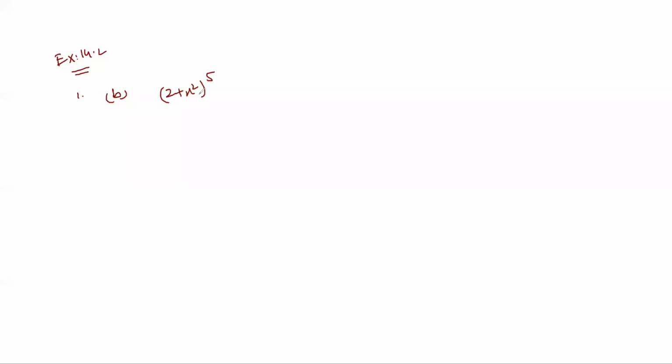Okay, now this is (2 + x²)⁵. Keep that formula in your mind. That is the general formula for that binomial. And this should be easy for you to remember now, though this is given in the formula booklet.